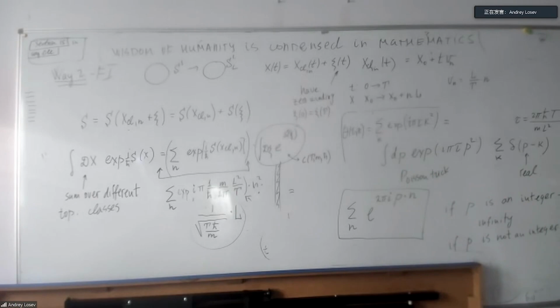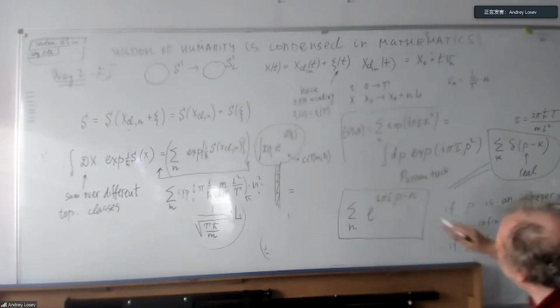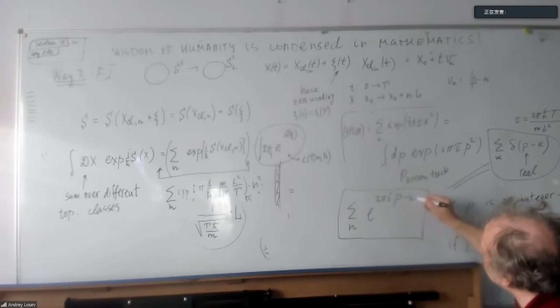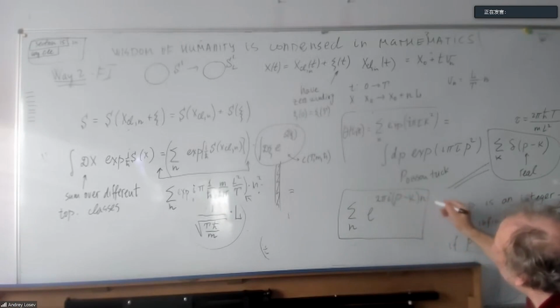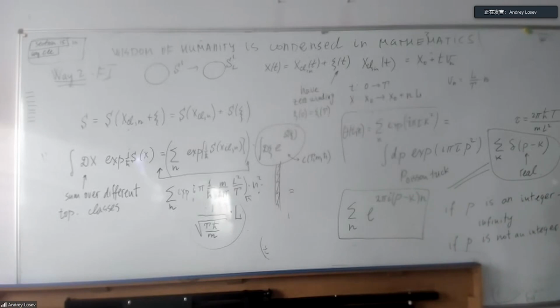And the Poisson trick says that actually such an exponential equals this sum over k of delta functions. Well, it should be p minus k then in the exponent. Yes.